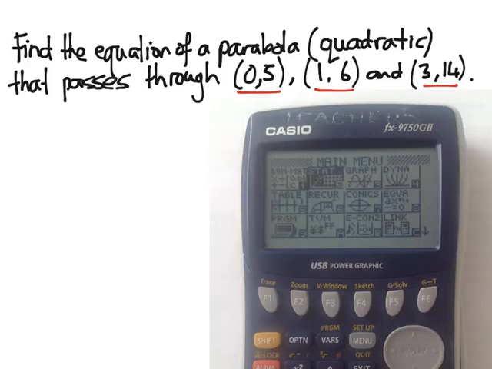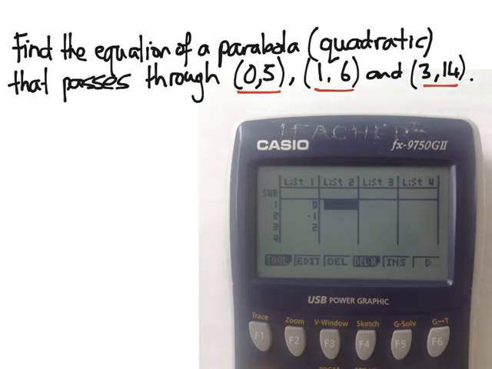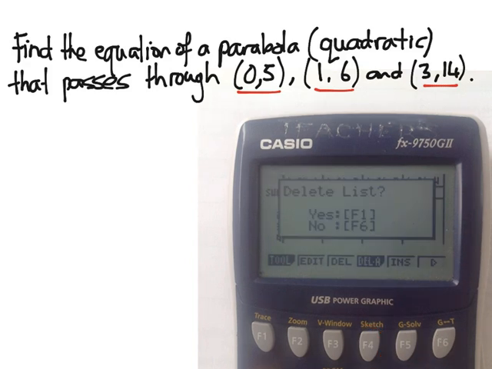The first thing to do is to go to Stat Mode. And if there are already numbers in one of your lists, you need to highlight the list where the numbers are, press Delete A, which is F4, and then press Yes, F1, for deleting.